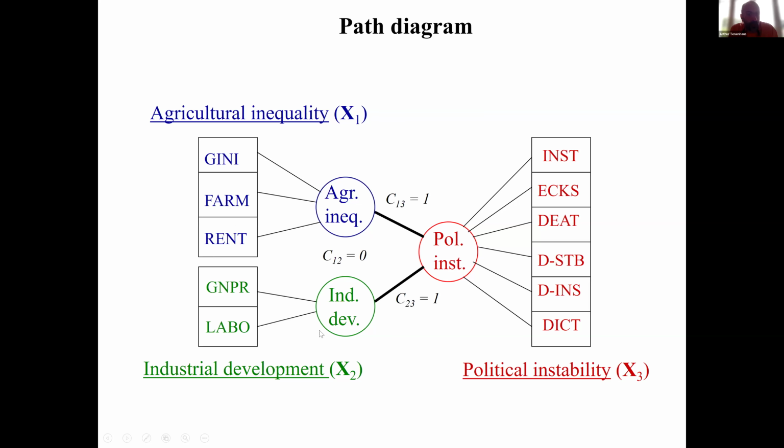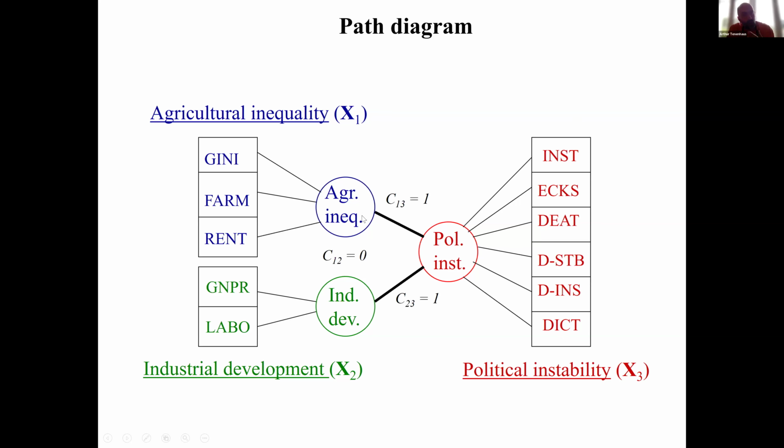Pierre and Labo, to switch from two variables to one, to switch from three variables to one. Okay, and I want to find a latent variable that reduces and summarizes those three variables. Okay, and because we want to understand the relationship between concepts, I want to understand the relationship between agriculture inequality and political instability. I want to understand the relationship between industrial development and political stability.